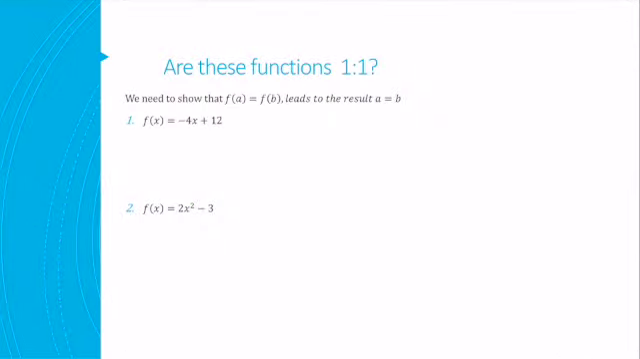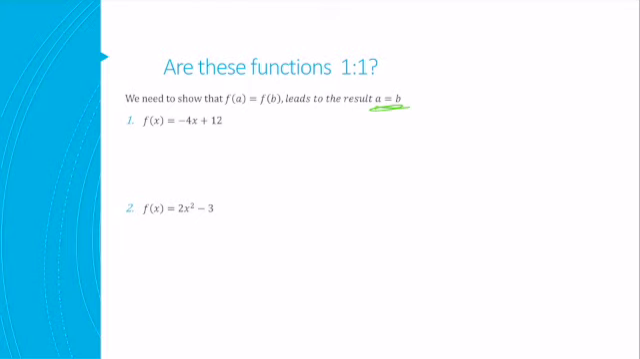Now, in order to prove that a function is one-to-one, we need to show that f of a equals f of b gives us the same result. So the first thing I want to check is, is this a function? I have -4x plus 12. That graph is going to look like a line, so it is a function.